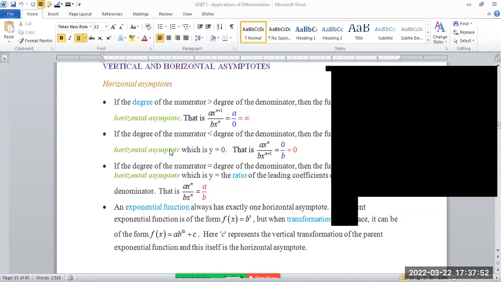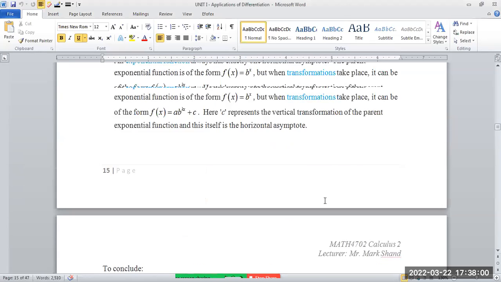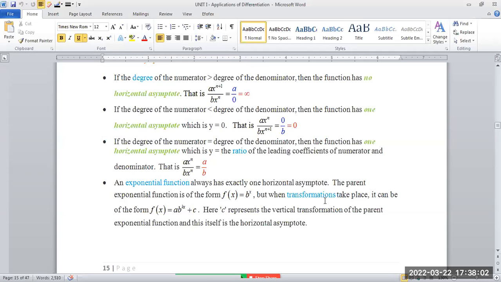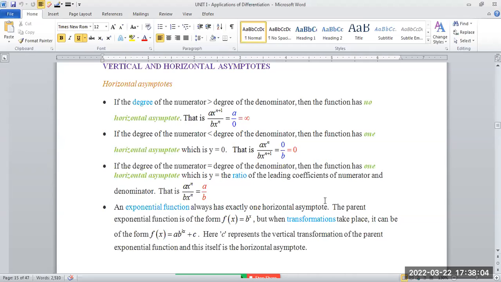All right, so we're going to be talking about vertical and horizontal asymptotes. Now, it says if the degree of the numerator is greater than the degree of the denominator, then the function has no horizontal asymptote. Sir, how do you know this?